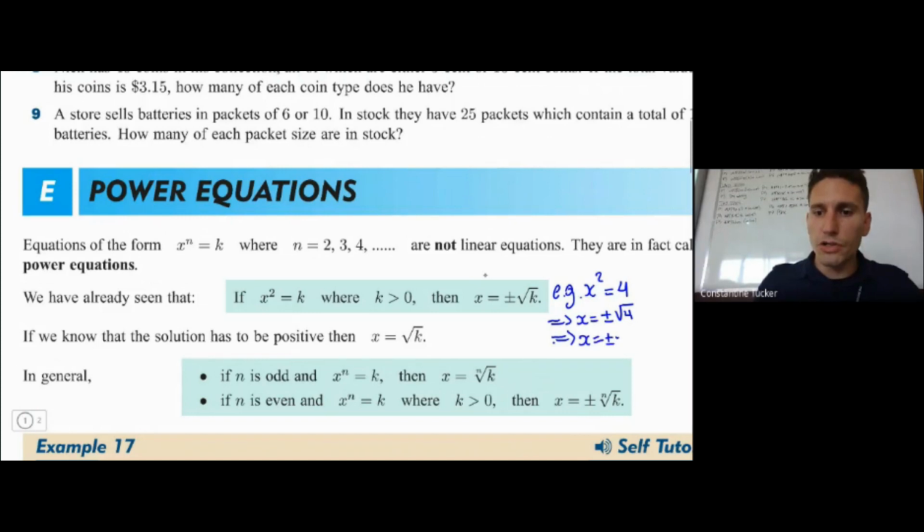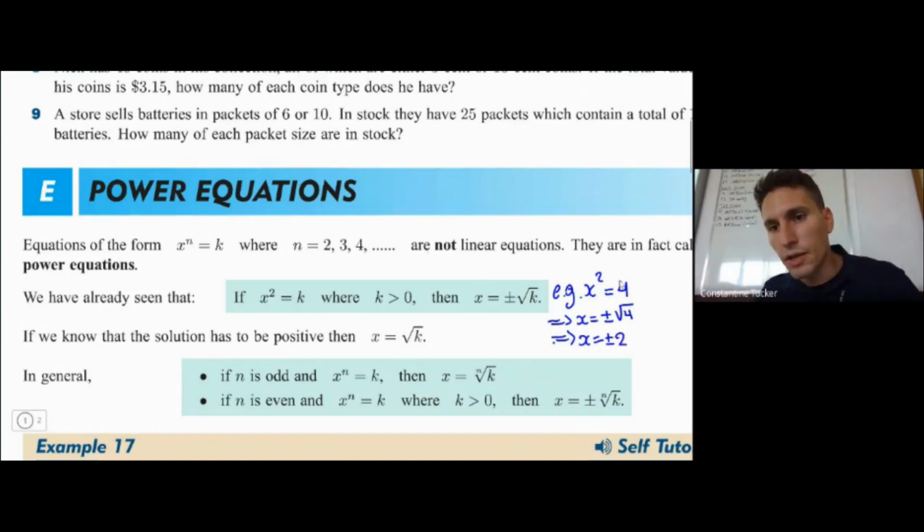Now, why is that the case? That is because of this power being even, being 2. Because think about it, positive 2 times positive 2 will give us 4. So 2 squared will give us 4. But this also happens with negative 2. Because negative 2 times negative 2 will also give us 4. So we actually have two solutions because of this power being even.